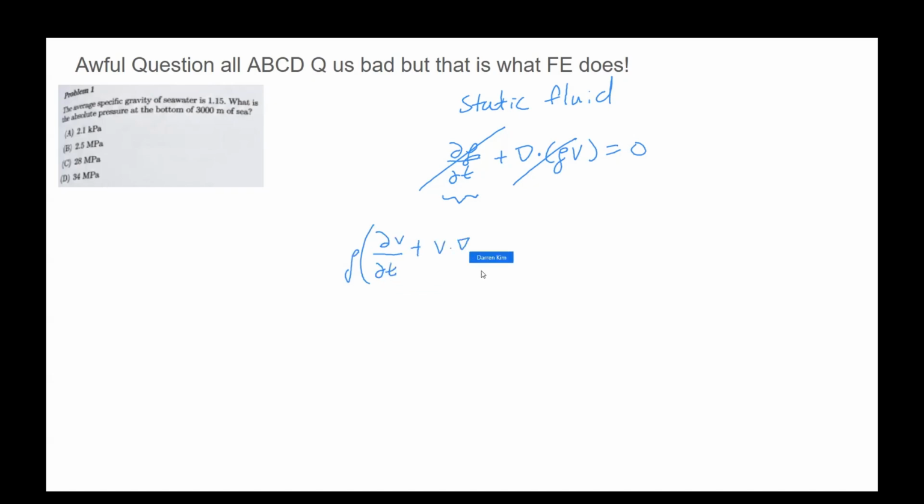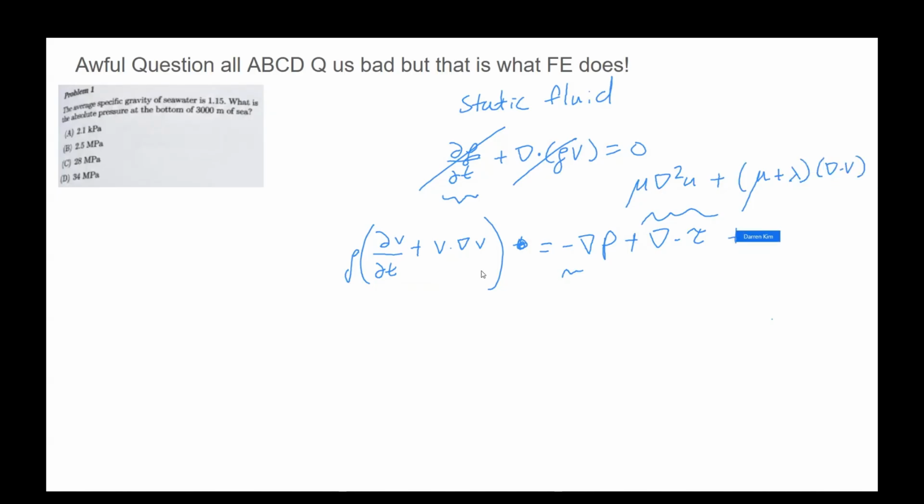I think we all know this equation. I mean, if you don't know, that's fine. Remember the negative over here. And this tau can be transformed into, I believe, mu gradient squared u plus mu plus lambda, parentheses, gradient dot v. Either one will do. And then rho g, we know there's no velocity, so all these are gone. For a static question, you get something like this.